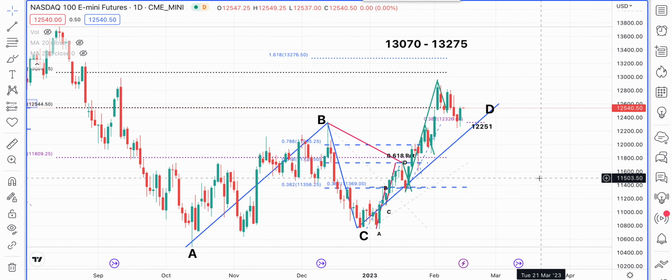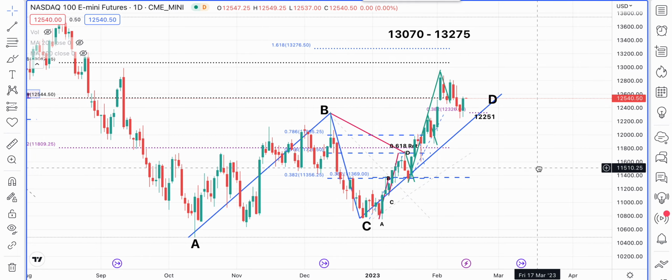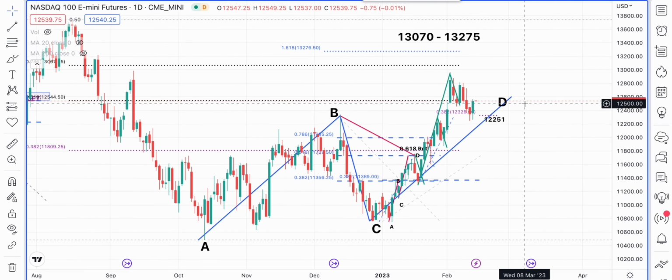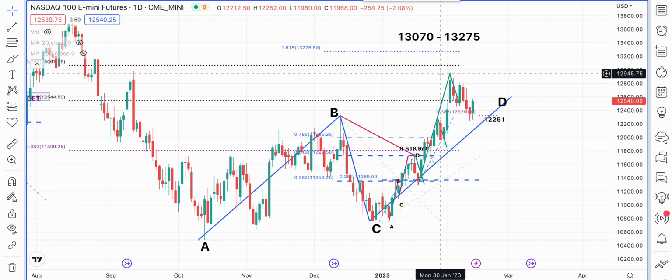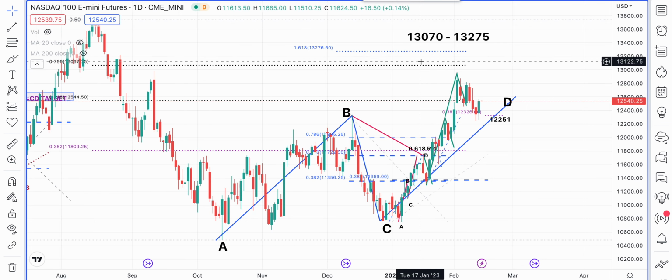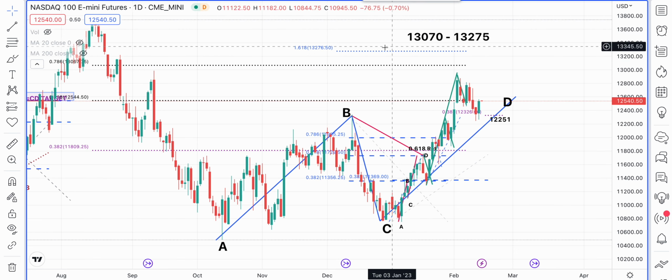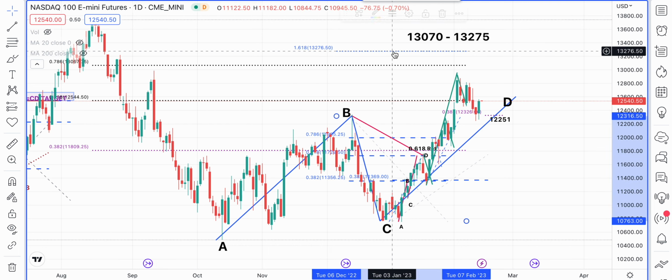All right, so the NQs, what they had done was they had formed this bigger ABCD in blue, and in fact the price action was quite strong, and it had closed higher. So we were looking for the price to perhaps reach between 13,060, 13,070 to 13,275, which is the region between the 78.6% Fibonacci retracement to this 1.618 expansion.